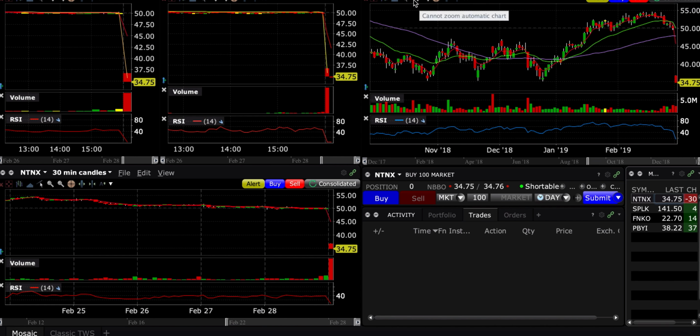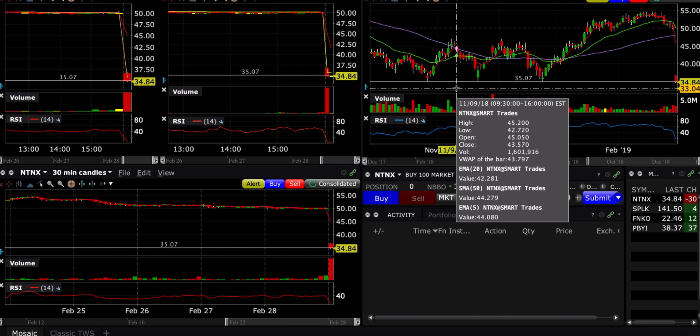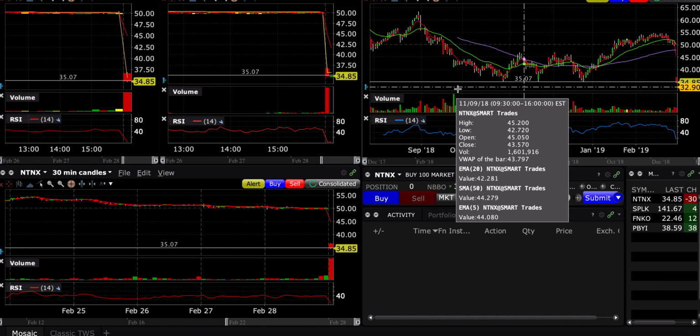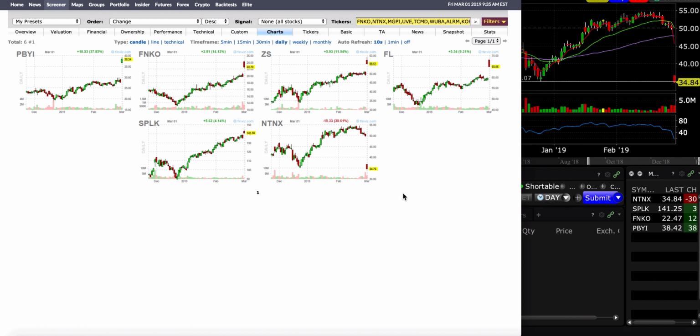So now I'm trying to measure resistance, or sorry, support on the NTNX chart. So 35 looks like it was the resistance. That's where the lines are being drawn. And now we're trying to see if there's going to be any kind of setup.